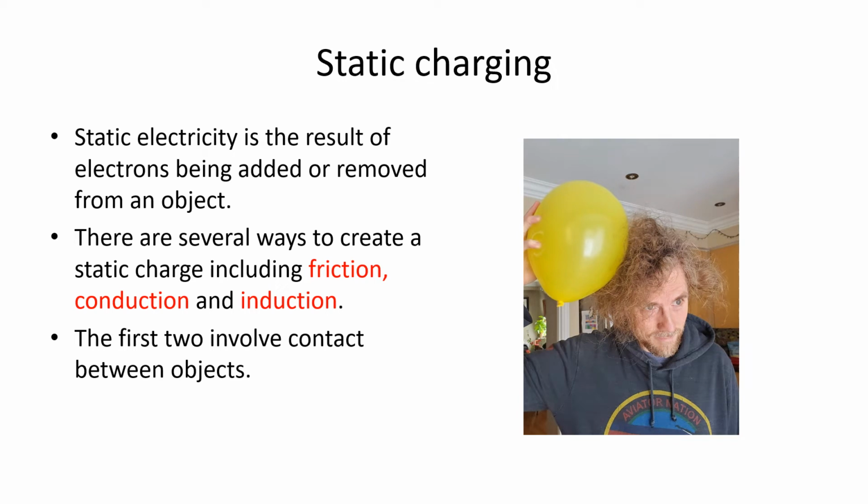So a static charge can be produced in three different ways. You can get it by friction, which is rubbing two objects together. You can see we've got a balloon here and my hair, and if you rub these two together, you'll get friction producing static charge. You can get it by just contacting something that already has a charge. They call that conduction, because the electrons can then flow from one object to the next.